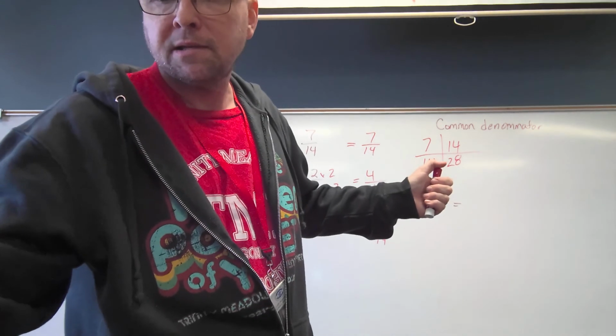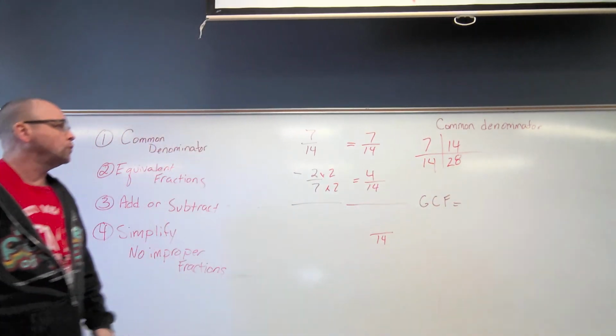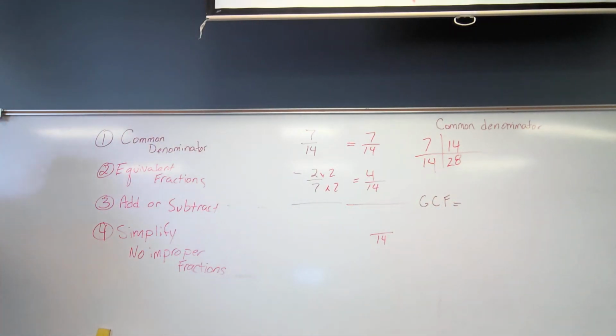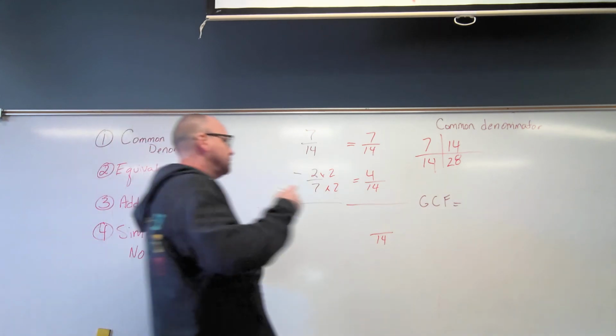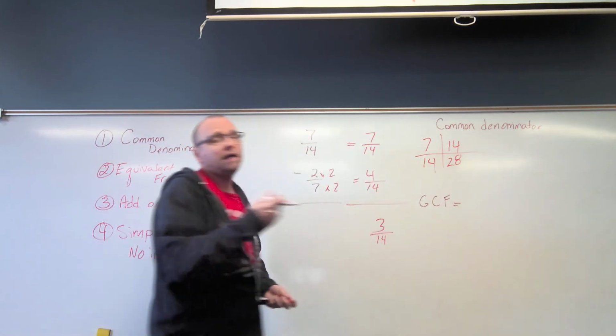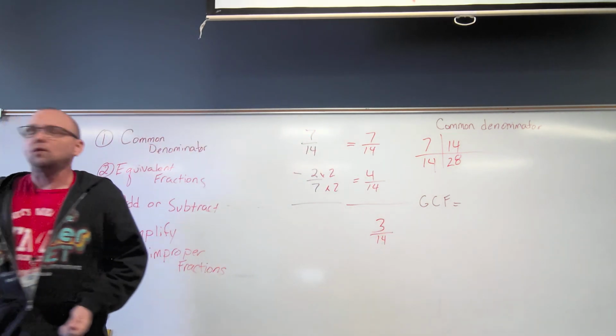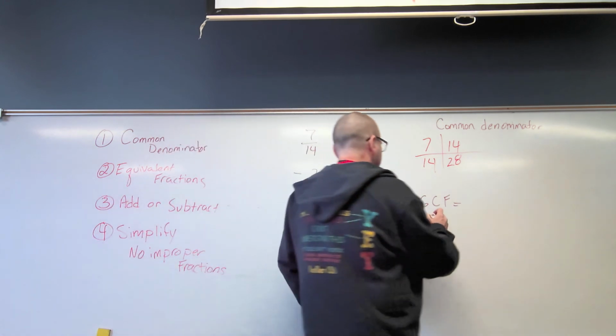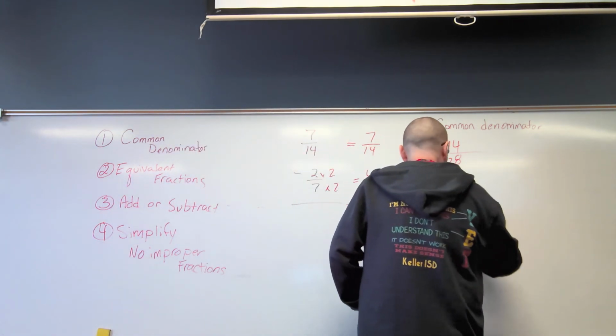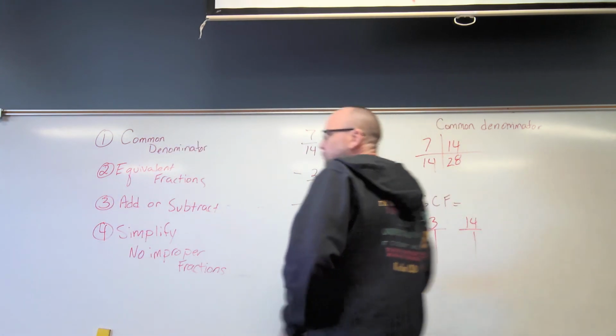All right, so let's look at Adam. What is 7/14 subtract 4/14? 3/14. Now, I know this is simplified, but I want those people in Nepal to see if we can find the greatest common factor of 3 and 14.